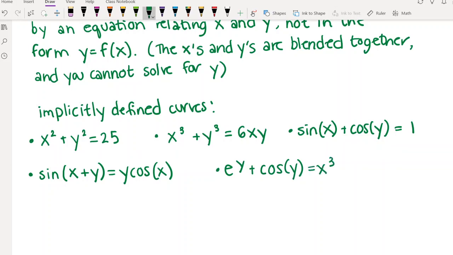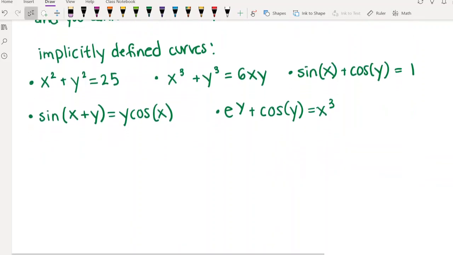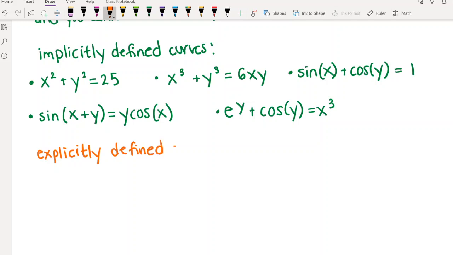So basically any kind of equation where you're kind of just putting x's and y's together in some way where you can't actually solve it for y and write it as y is equal to a function of x. So if you can solve something and write it as a function of x, that would be called an explicitly defined curve. And if it's an explicitly defined curve, well, then you could just call it a function.